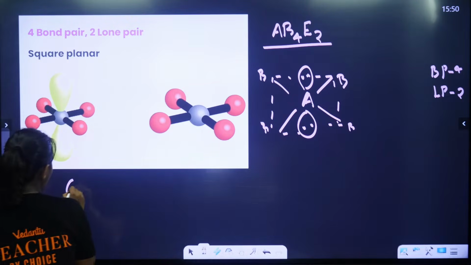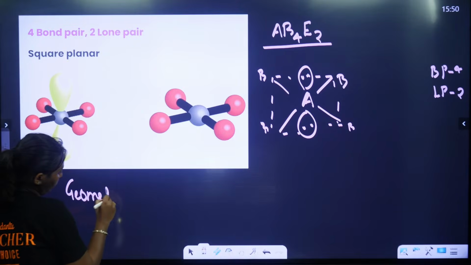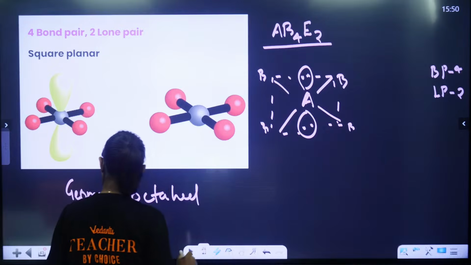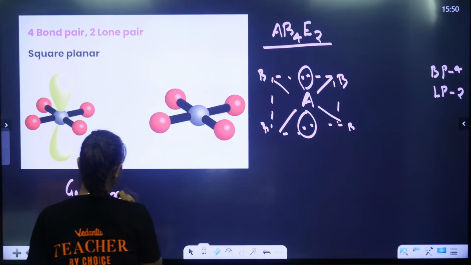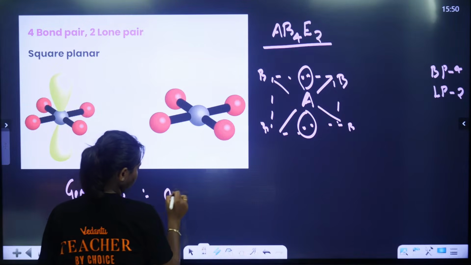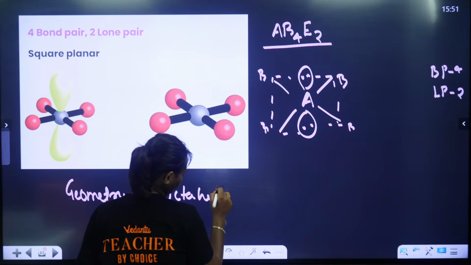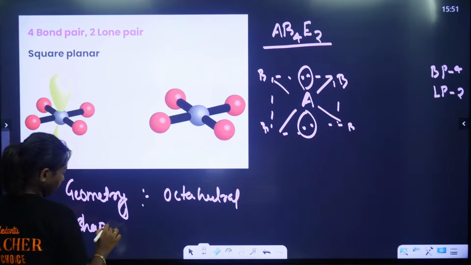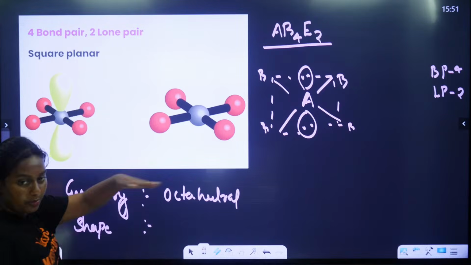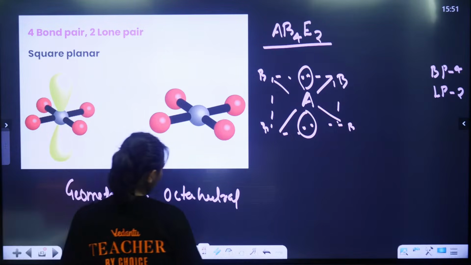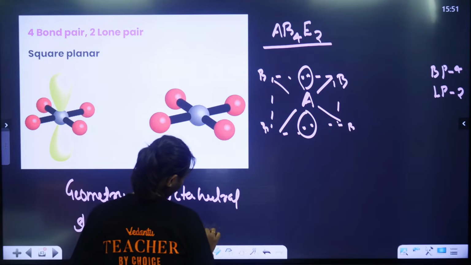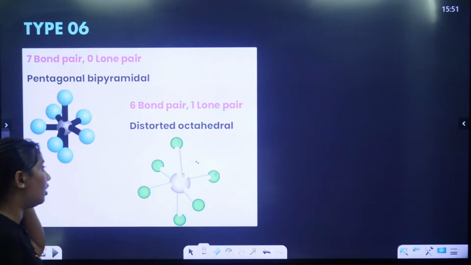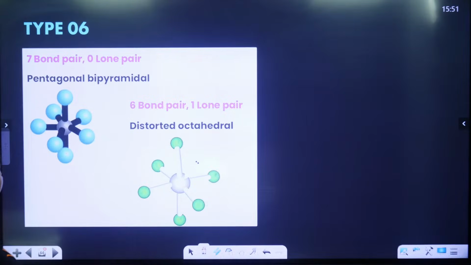Geometry is octahedral, and the shape is square planar. Then next is type 6.